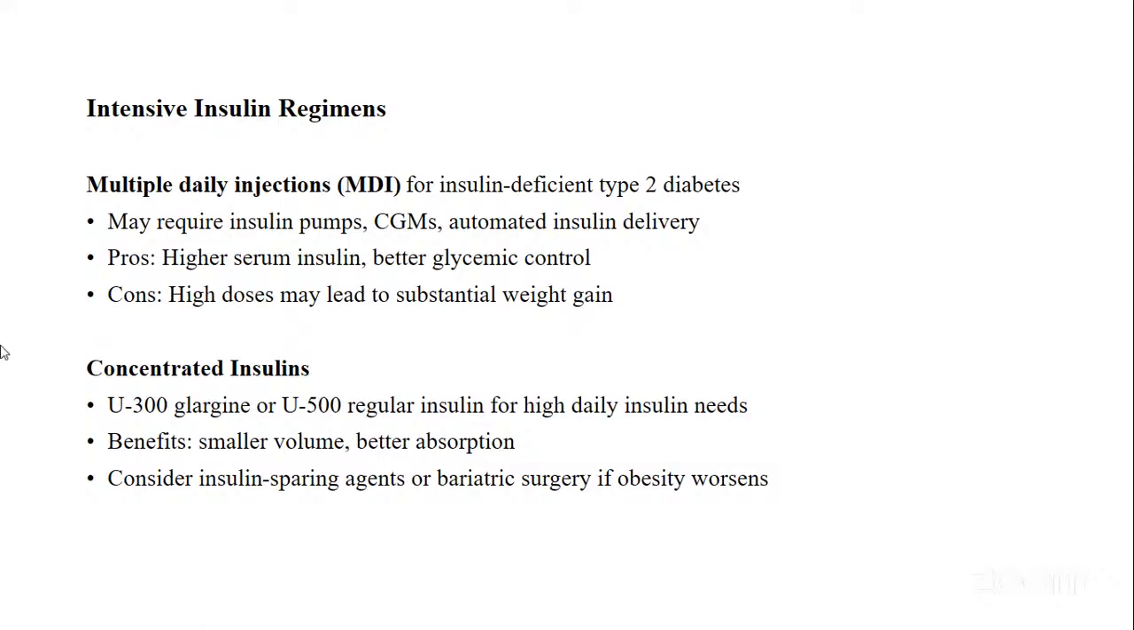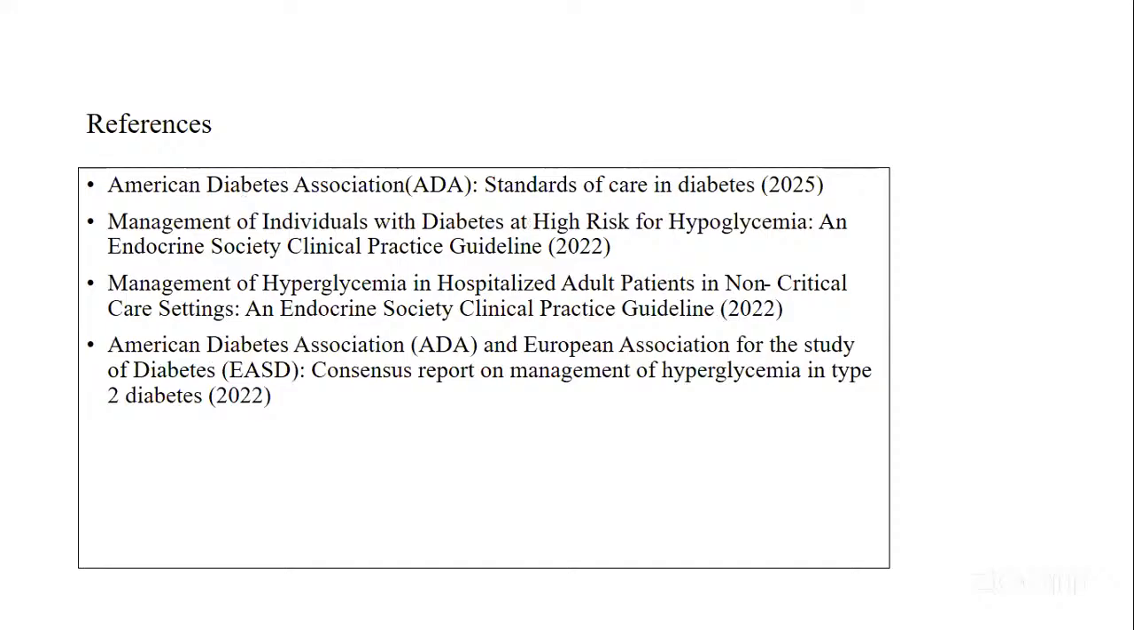So the options are insulin glargine and regular insulin for high daily insulin needs. The benefits are smaller volume, so better absorption, and we can consider insulin-sparing agents or bariatric surgery if obesity worsens in this case. These are my references.